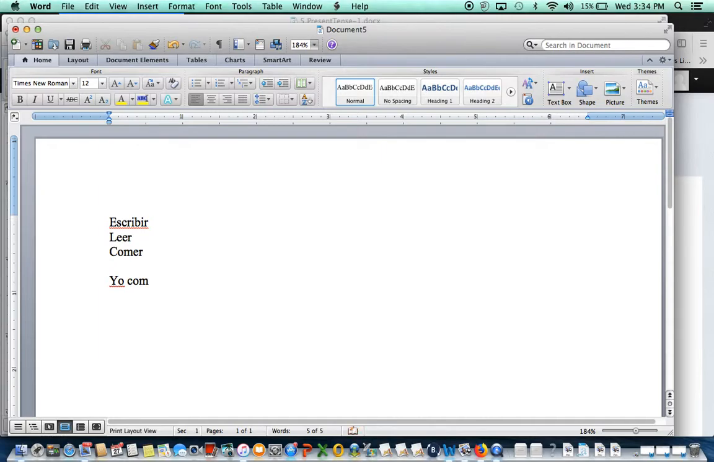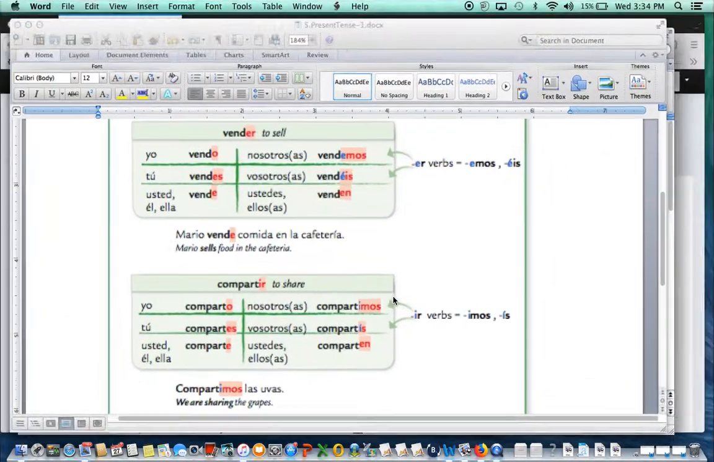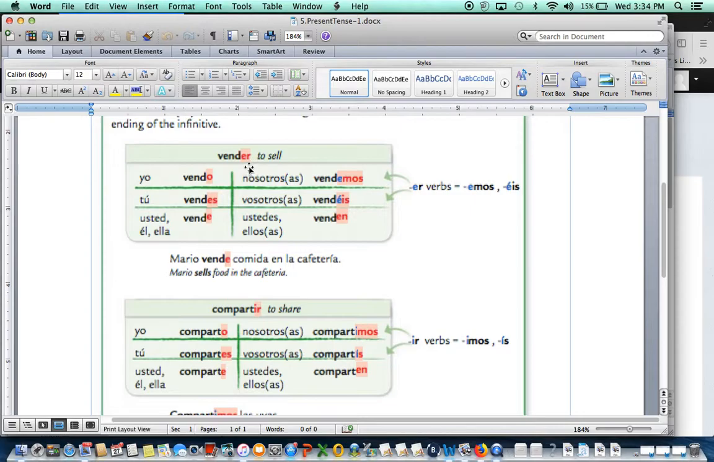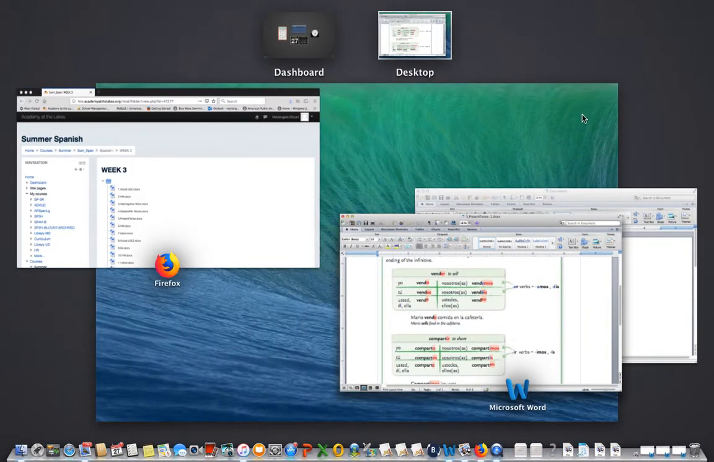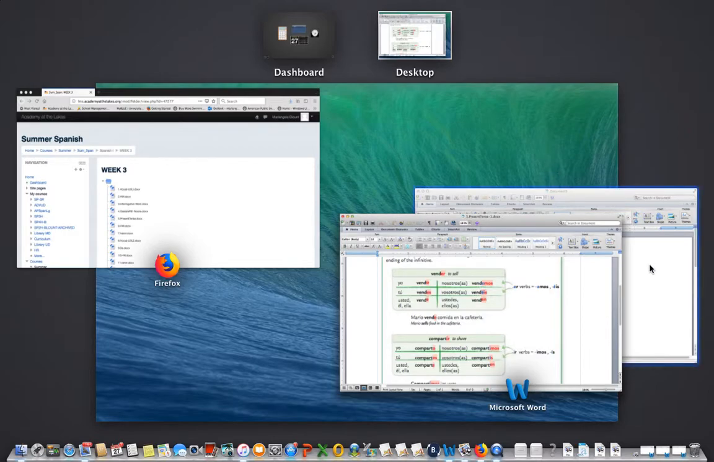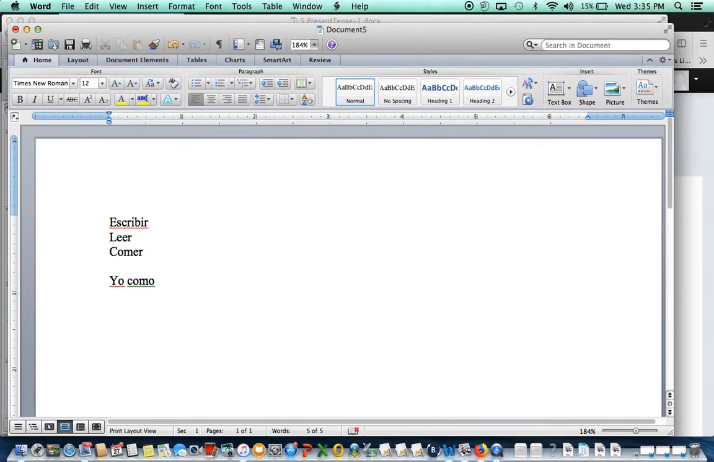So we drop the ending. Now we go back to the chart right here. This one, I'm the one who's doing the action and the verb ends in ER. So I drop the ending and I need to add O. Okay, so what is it? So I go here and do como pizza. All right, so I eat pizza.